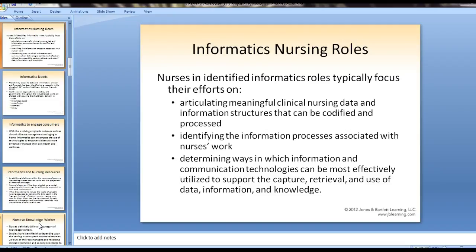We identify the information processes associated with nurses' work, and looking at process is just as important as looking at outcomes. So what are we doing to make sure that the patient is taken care of? And is that process efficient? Is it safe? And is it reproducible and cost efficient? Determining ways in which information and communication technologies can be most effectively utilized to support the capture, retrieval, and use of data, information, and knowledge.